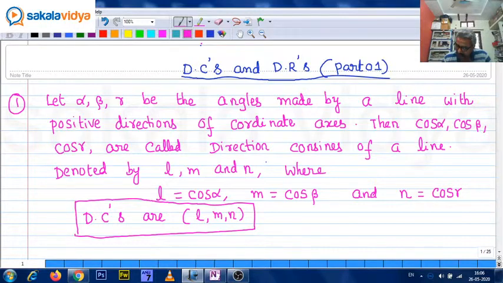Syed Mustafa Qadri sir, from which book are you solving the sums? That you will get to know later. Today only you are newly joining, isn't it? So later you will know it.